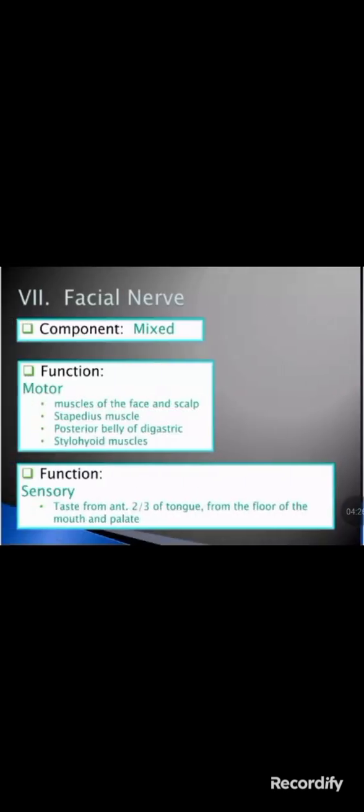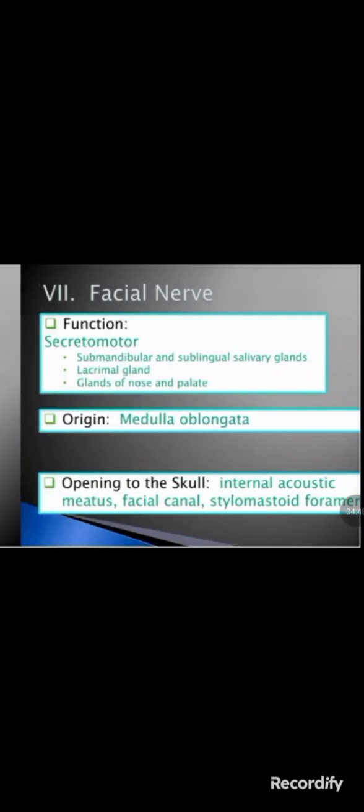Seventh cranial nerve is the facial nerve. This is a mixed component. The function of this is motor as well as sensory. Muscles of scalp and face, stapedius muscle, posterior belly of digastric, stylohyoid muscles. In sensory, taste from anterior 2/3 of the tongue, from the floor of the mouth and palate.